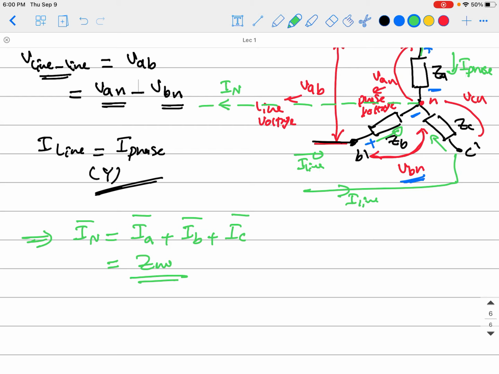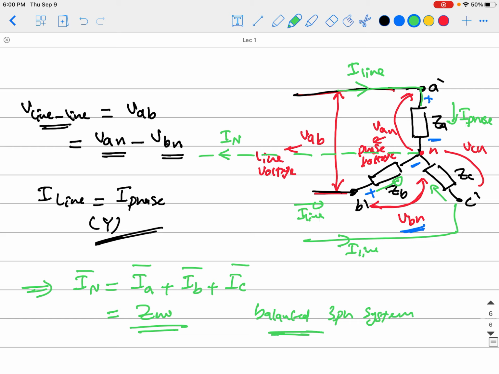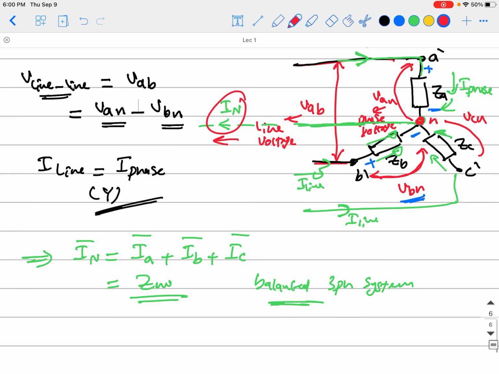Okay, so as long as it's a balanced 3-phase system, this summation of the phase currents IA, IB, IC is basically the neutral, because as you see, these currents are going into here, and this is going into here, and this current is going into here, so they are all just summed together at this neutral point to come back like this here, okay? So I neutral is the summation of the 3 currents.